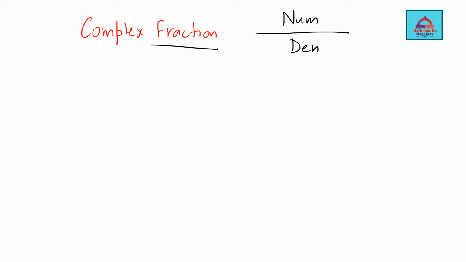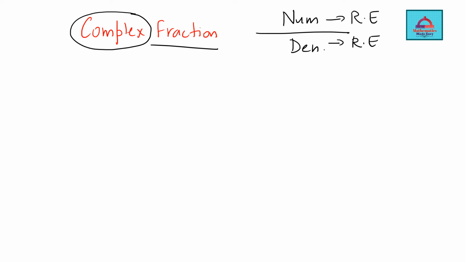So what is a complex fraction? As the name suggests, it's a fraction, which means it is going to be dividing two things. It will have a numerator and a denominator, and the fraction is a little complex. And why is it complex? Because the numerator and denominator are also rational expressions.